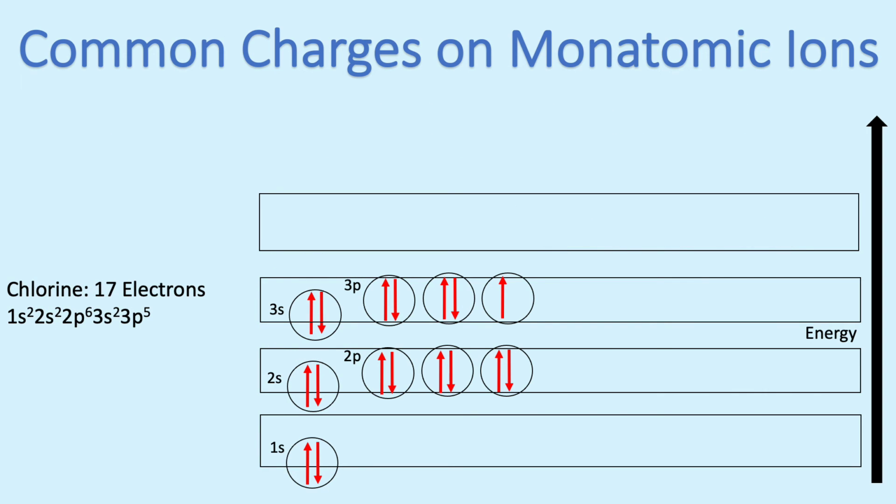Let's consider the example of chlorine. There are 7 valence electrons. In this case, you can imagine it would be easier for chlorine to simply accept one electron rather than lose 7. You'll notice in the 3p orbitals there is one unpaired electron. Chlorine will accept one electron and become the anion, chloride, and achieve the electron configuration of the noble gas argon.